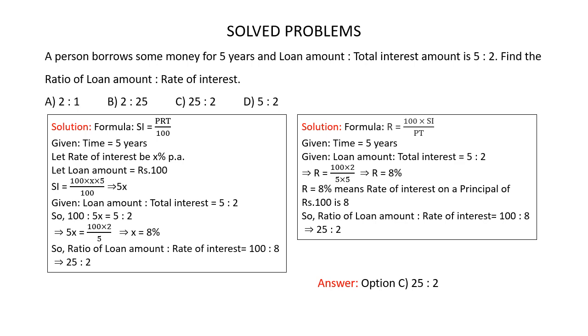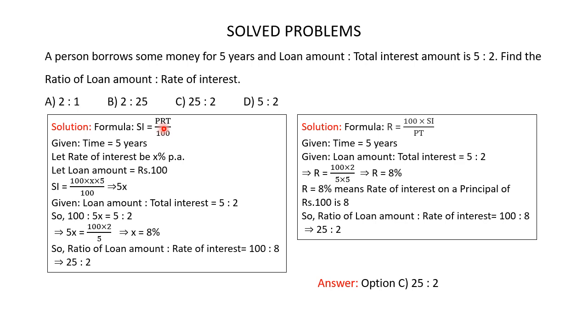Now it's given that the loan amount is to total interest amount is 5 is to 2. But we do not know what is the total interest. So first let's find out the total interest using the formula SI is equal to PRT divided by 100. But here we do not know what is the principal or the loan amount. So let's assume that the loan amount is rupees 100. We also do not know what is the rate of interest. So let's assume that the rate of interest is X% per annum.